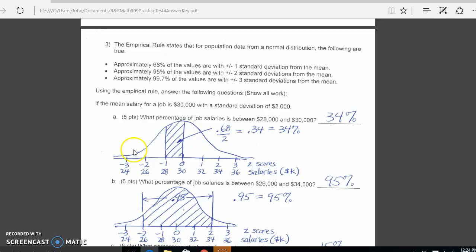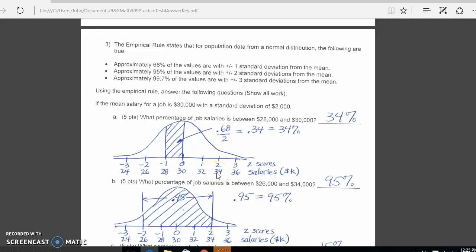So I've constructed the normal curve here, and underneath the curve I have the z-scores, or the number of standard deviations away from the mean, and I have 1, 2, and 3 standard deviations away from the mean to the right, and minus 1, 2, and 3 standard deviations to the left. In the center, I have the mean of 30,000, which is what I'm told in the problem. And then, as I move to the right, I add 1 standard deviation for 32,000.